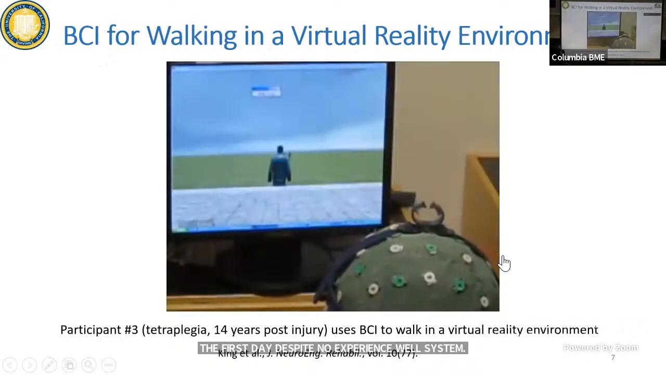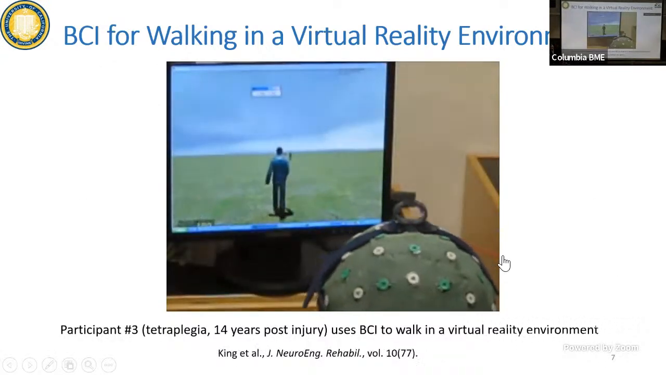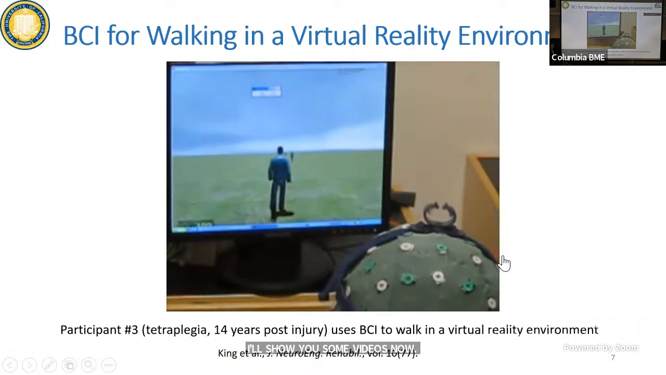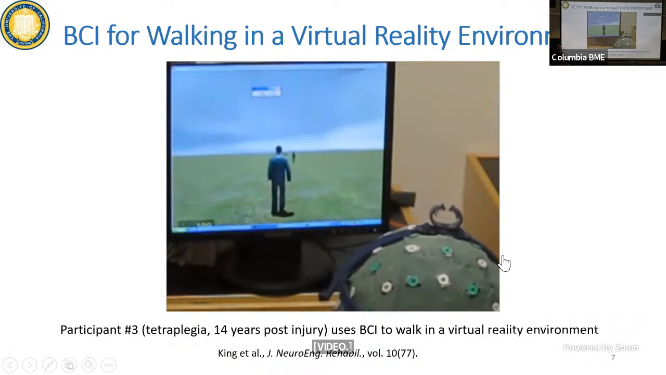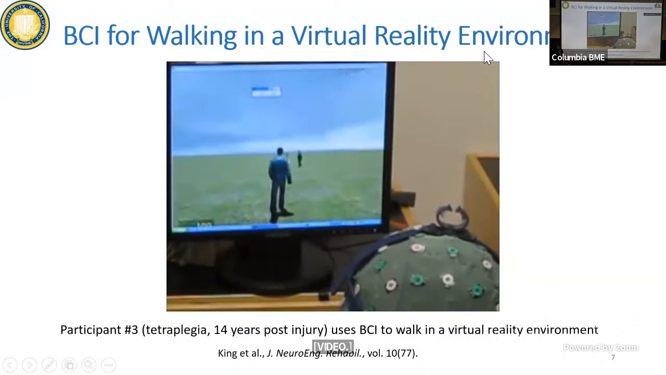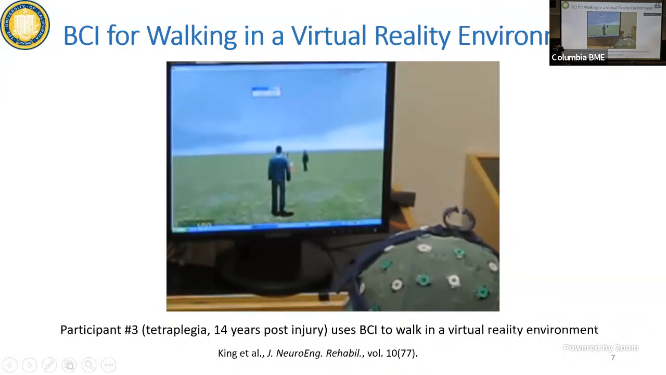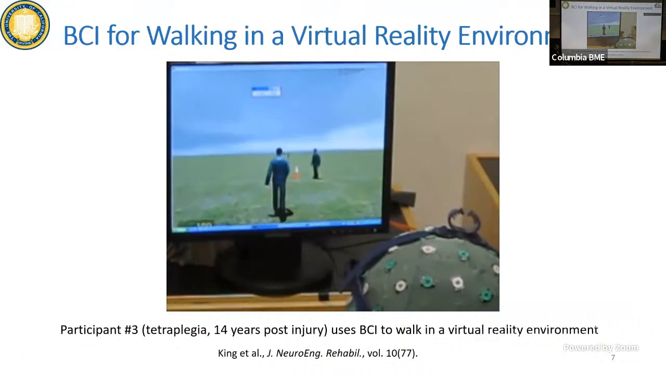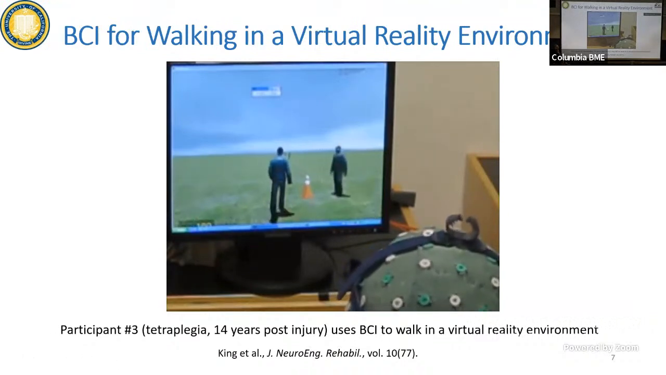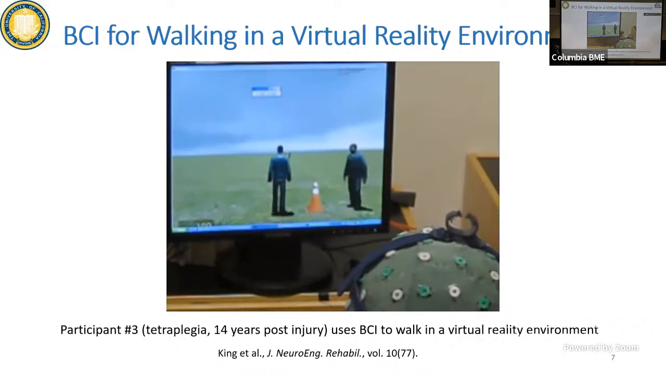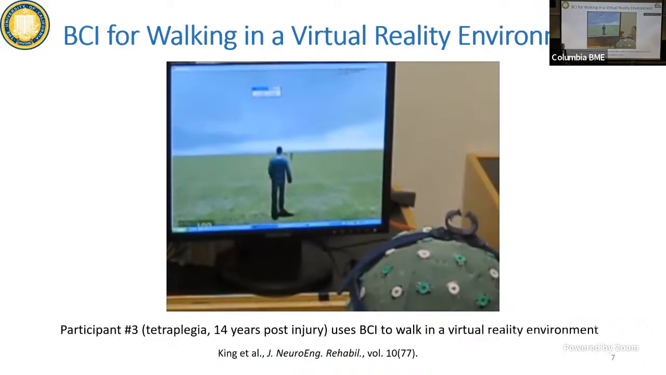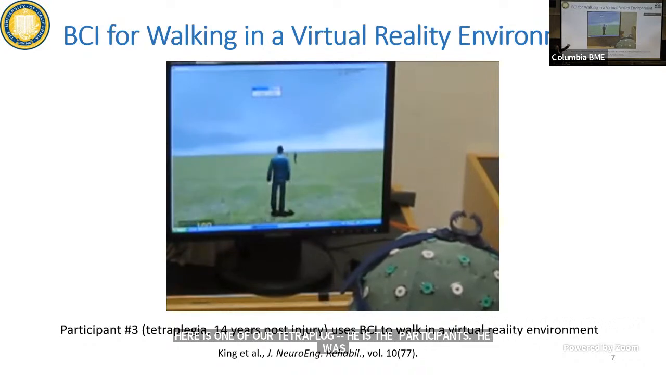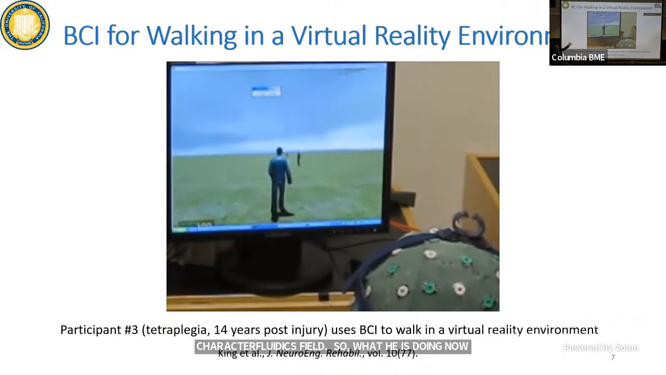All right, so here's one of our participants. He actually had tetraplegia. He was paralyzed from the neck down, very heavily paralyzed. In fact, he doesn't even breathe on his own. The little black strap that you see going around his head is actually holding a ventilator. So he's ventilated, cannot breathe on his own. The goal of the game is that he's the character walking the field. What he's doing now is thinking about walking.